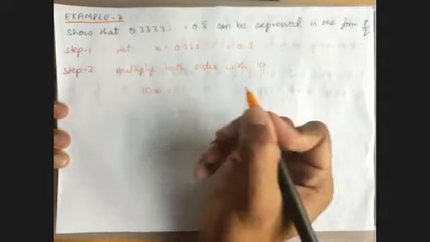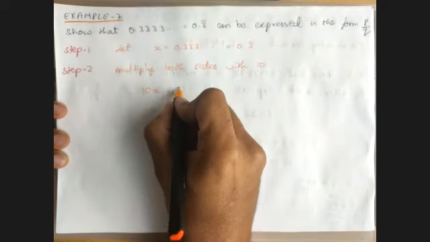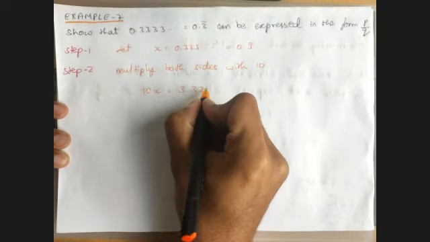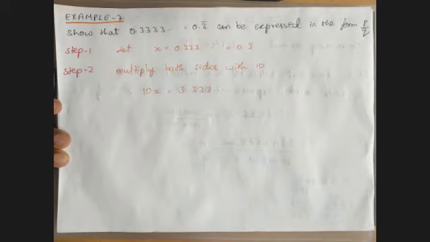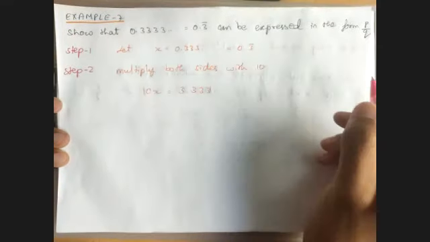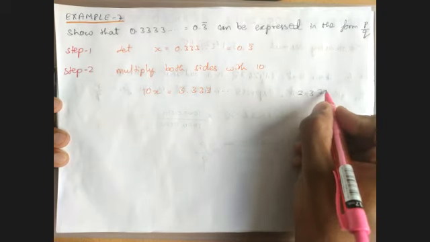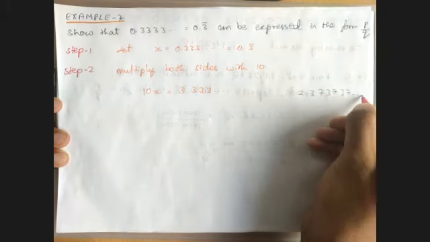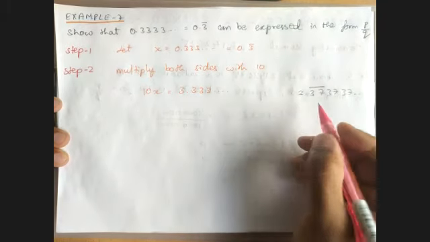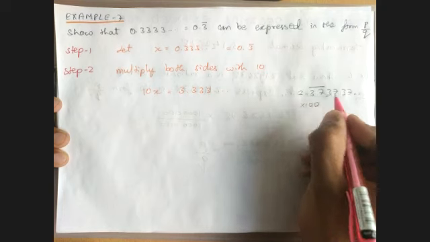Now what happens is 10x is equal to, when I multiply by 10, the decimal shifts to the right. I get 3.333 and so on. So why did I multiply by 10? It all depends on the number of repeating digits. So let us take for example, we have 2.373737, here 37 is repeating. That means I have to multiply this by 100 because I have to shift this by 2 digits.